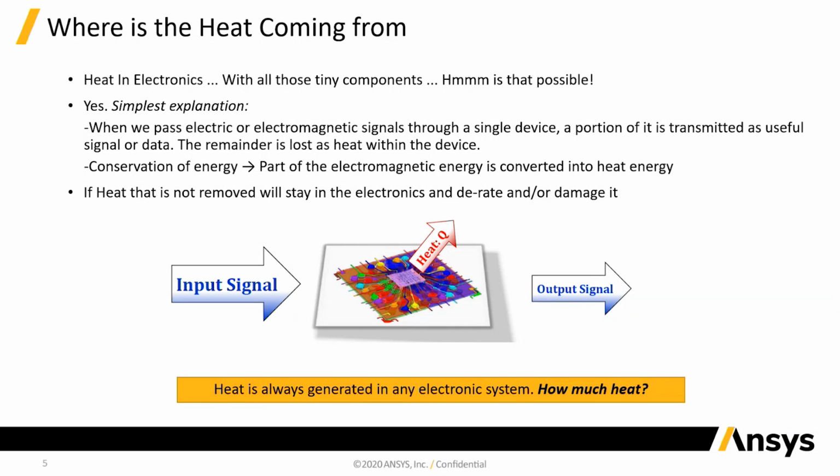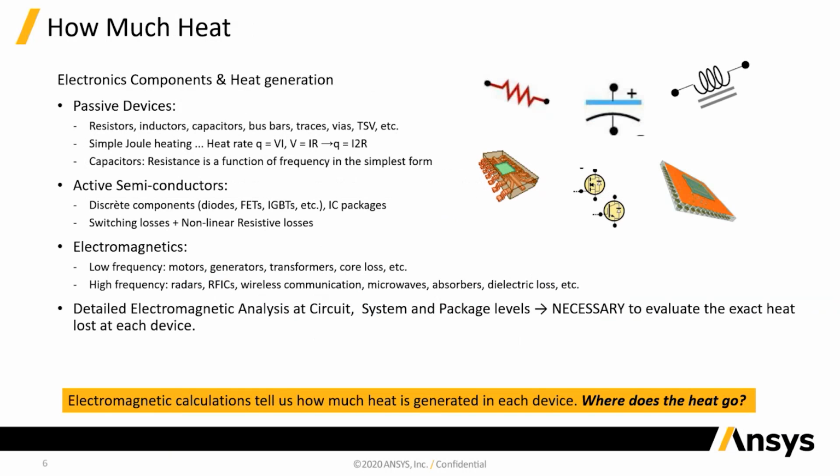Now, how much heat do these devices generate? It depends on different types of devices. I'll cover some of them, like passive devices, for example, the traces on the PCB. As the current goes through it, it has I square R loss associated with it. There are resistors, inductors, capacitors. These are all passive devices which will dissipate heat mostly in the form of I square R, in proportion to the current passing through them and the resistance they offer.